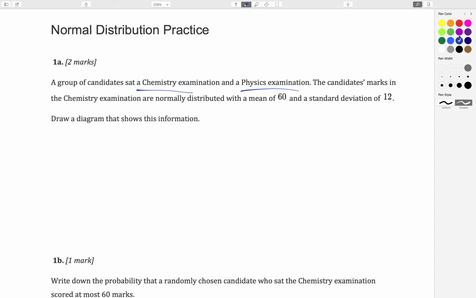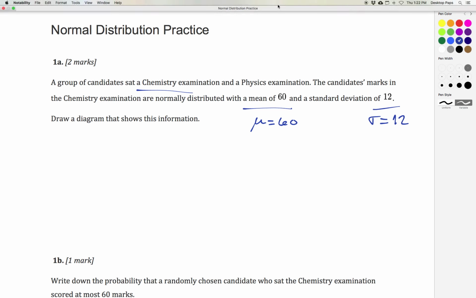We know that for the chemistry examination, the class scored a mean of 60 and a standard deviation of 12. Mu equals 60, sigma equals 12. Draw a diagram that shows this information.